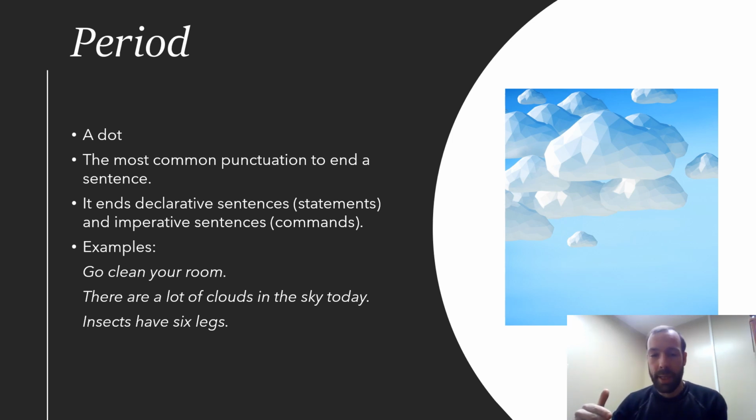There's two kinds of sentences that end this way. A declarative sentence, which is the most common kind of sentence. It's just a statement, right? A fact. There are lots of clouds in the sky today. Insects have 6 legs. Most of the sentences that we speak in are statements or declarative sentences. But periods can also end commands, such as go clean your room, which we call an imperative sentence.